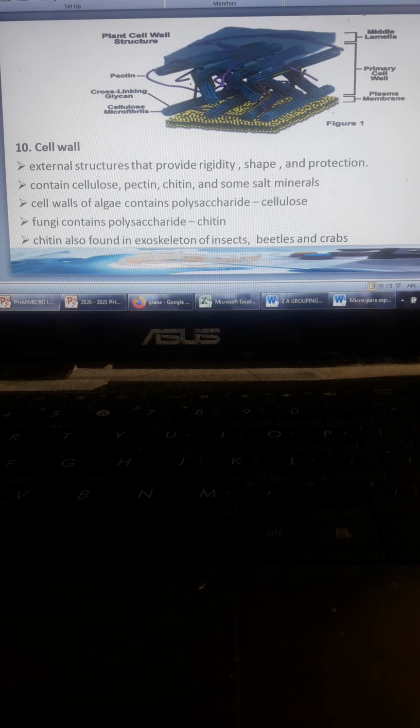Next, we have the cell wall. Cell wall structures give rigidity, shape, and protection. Usually it contains different cellulose, pectin, chitin, and salt materials, and usually it has a polysaccharide. In the cell walls of algae, the polysaccharide is cellulose. In fungi, the polysaccharide is known to be chitin. Chitin is also found in the exoskeletons of insects, beetles, and crabs. Chitin is also a polysaccharide. Okay, so this is the structure of the cell wall.